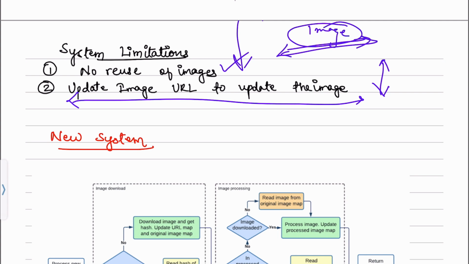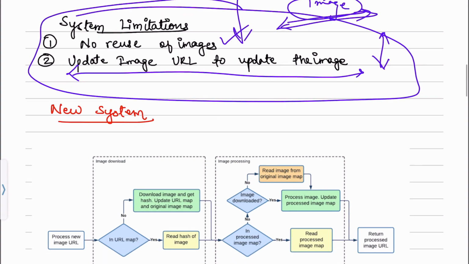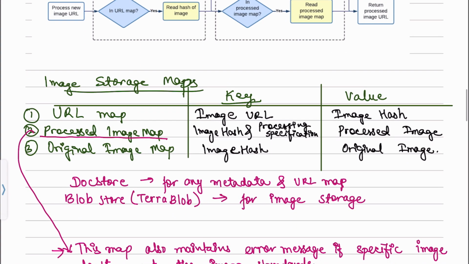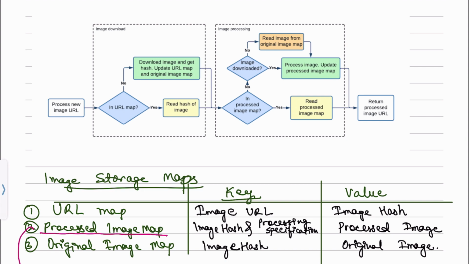So you are just dumping that image into your storage, but it might not be of any use in the future. So let's solve both these limitations. This is our new system, how it looks. If you go to the structure, how we divided the system is you have three maps specifically.